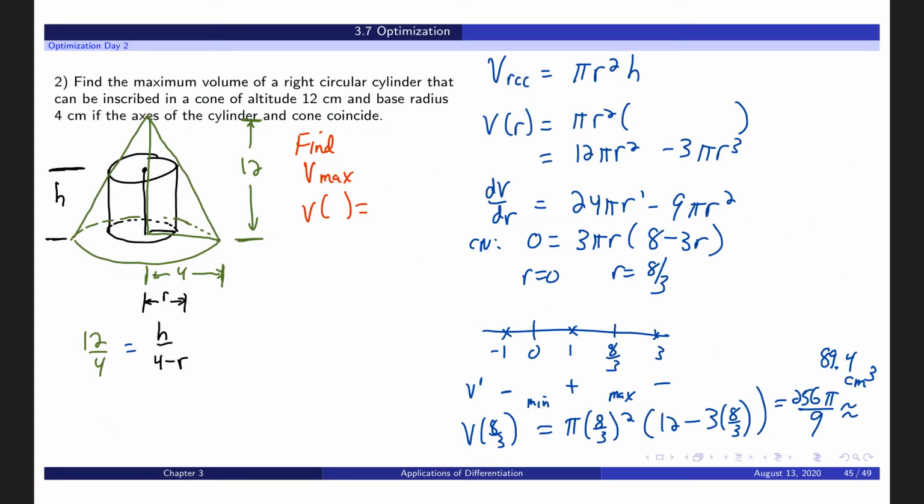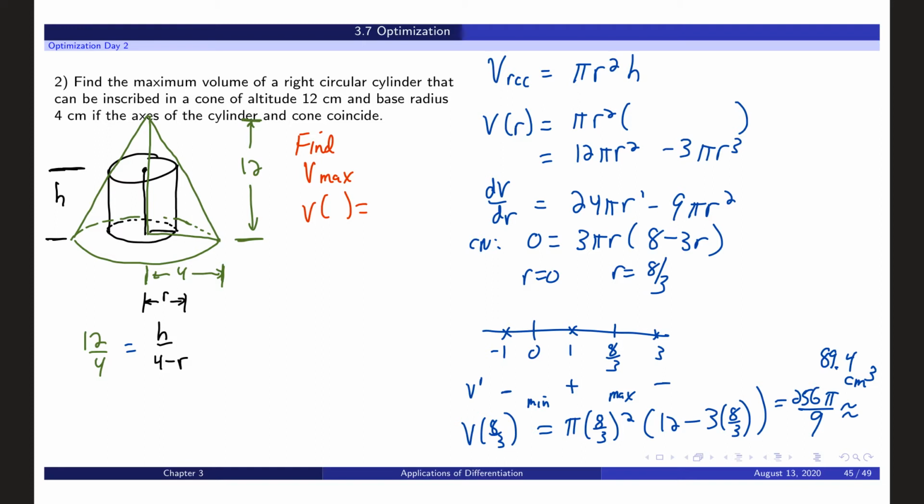So the second problem here says find the maximum volume of a right circular cylinder that can be inscribed in a cone of altitude 12 centimeters and base radius 4 centimeters if the axes of the cylinder and the cone coincide. So what's happening is this is just a pure geometry problem. And here is the completed diagram, but I'm going to take a few seconds to try and help you figure out how to draw this on your own.